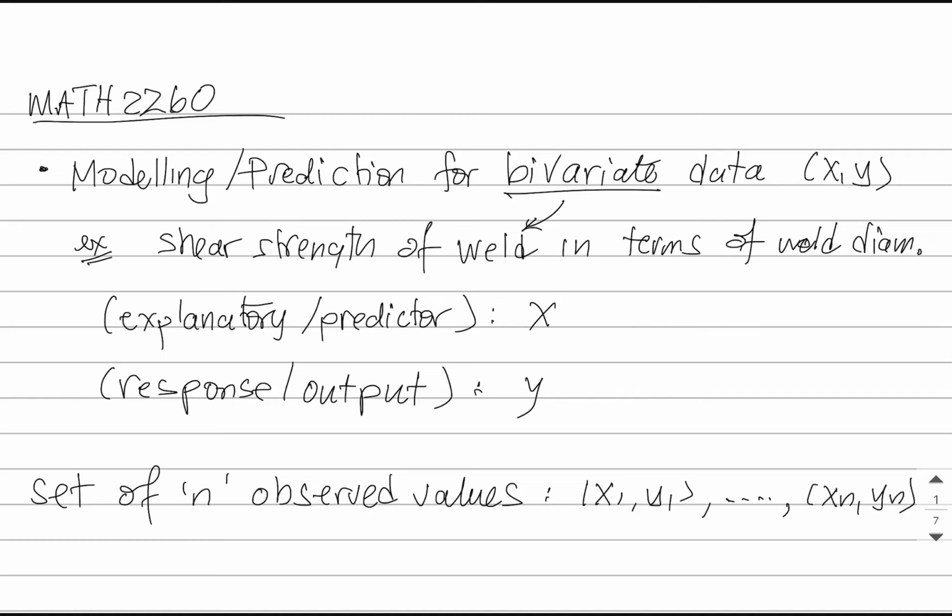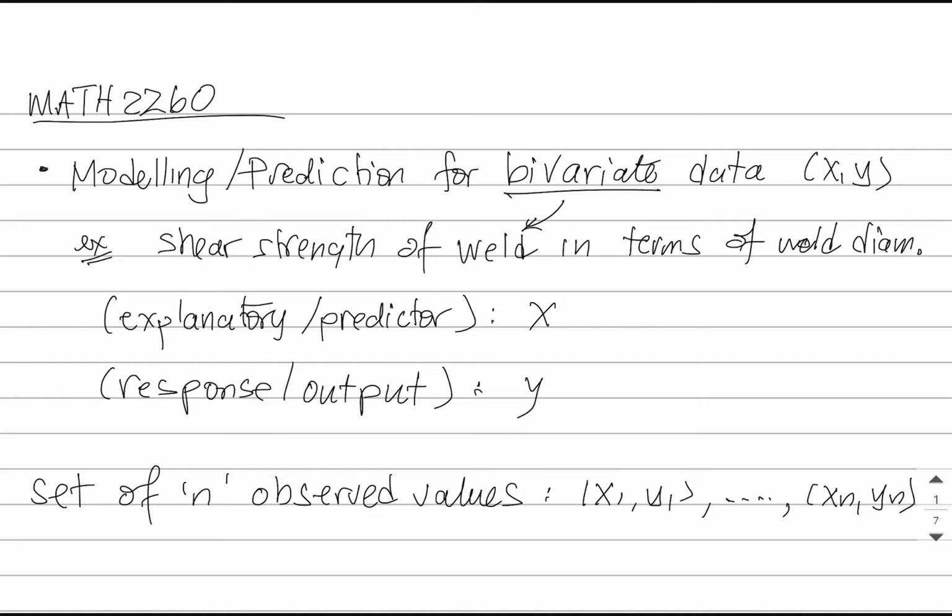A very practical example of something like this might be using a machine called a spot welder. What a welder does is it essentially melts a little piece of metal to stick together two other pieces of metal. So a spot welder puts a little circular spot, and you might be interested in the strength of that spot, that weld, as a function of its diameter.